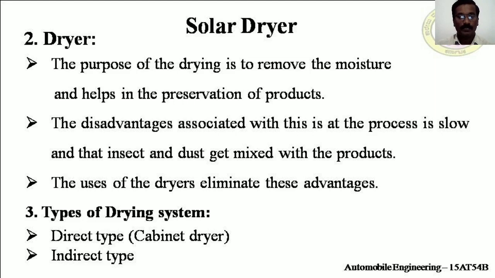Types of drying systems. There are two types of drying systems. One is the direct type, which is also called the cabinet dryer. The second one is the indirect type dryer.